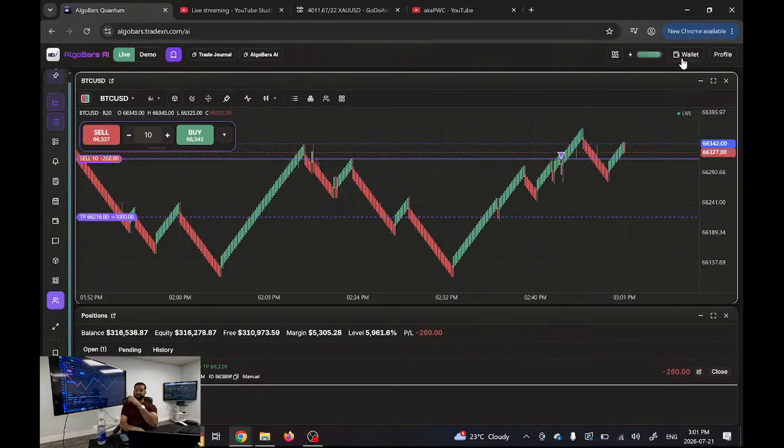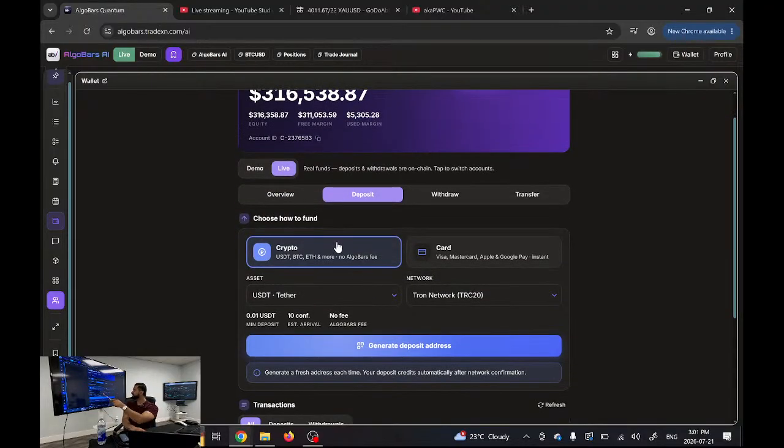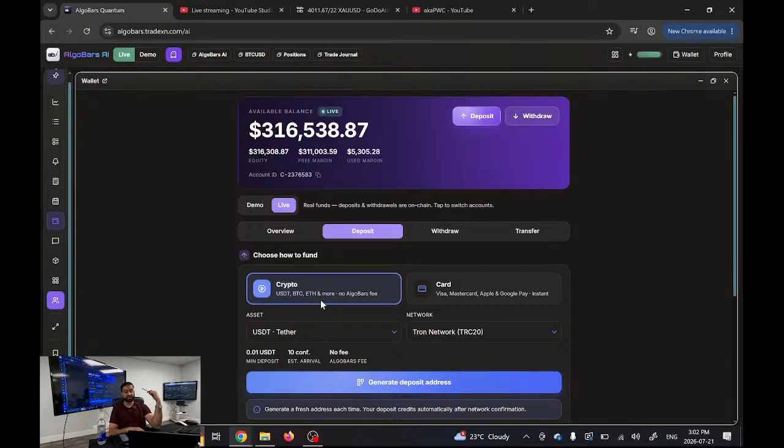All you need to do is you click wallet at the top, then you click deposit, and then you can fund it either with crypto or card, and it's basically instant. So it takes like 2 to 5 minutes. The funds are in the account. You can start trading right away.